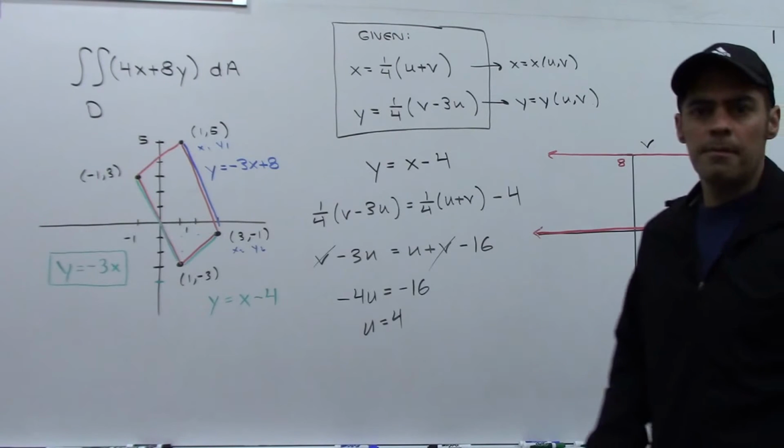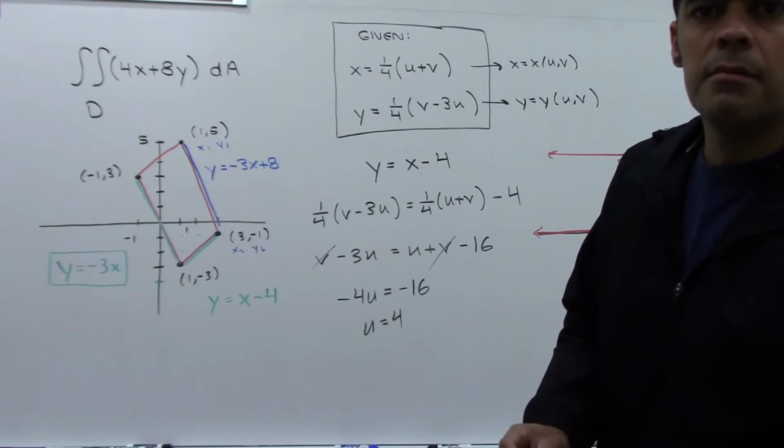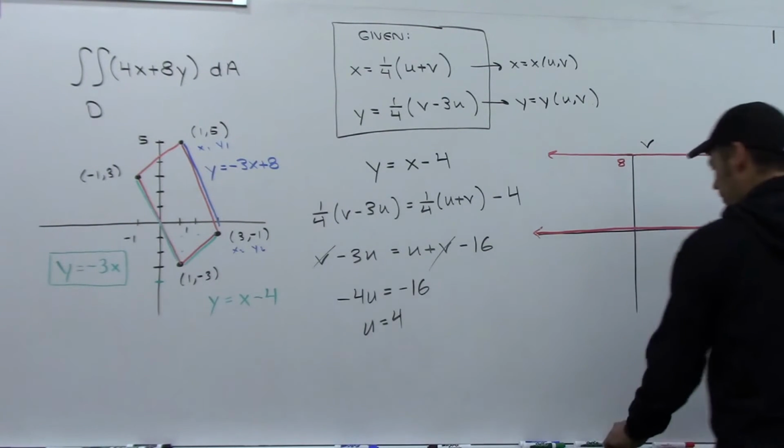So u is 4. How are we doing on time there? Yeah, we're okay. u is 4.